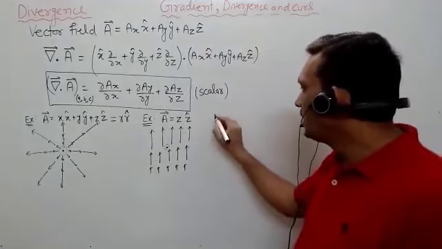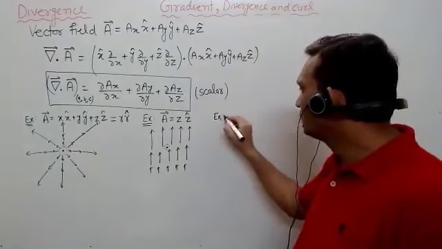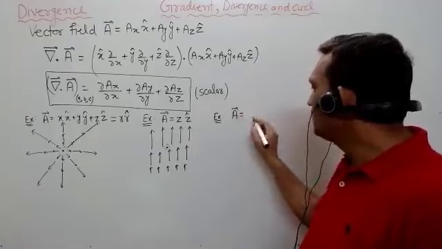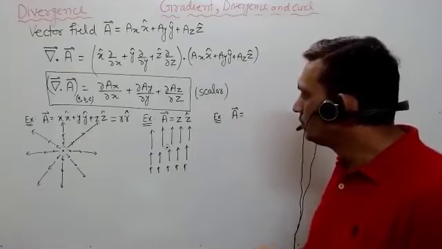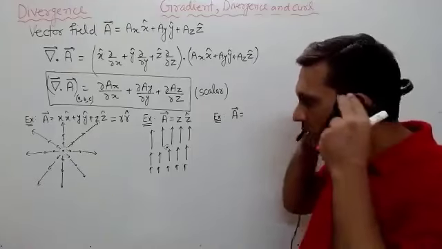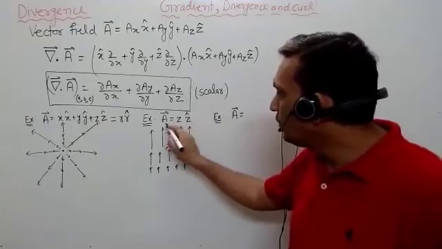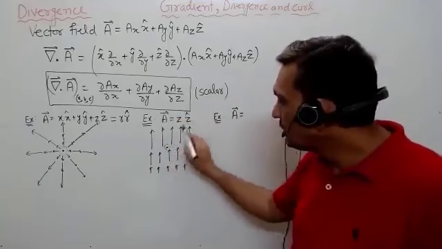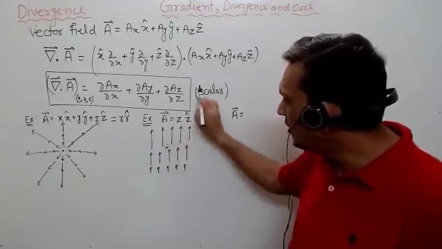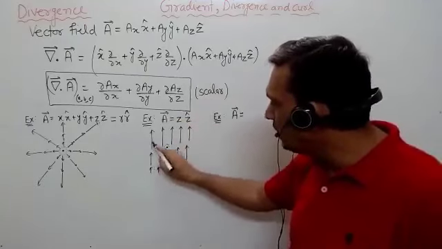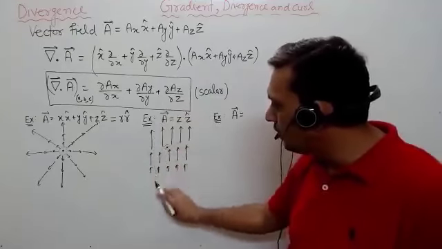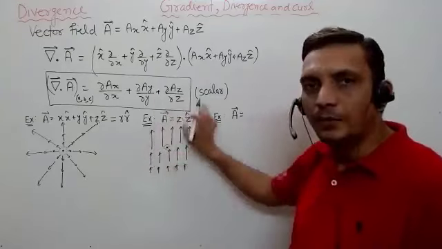Let us take a third example also. Vector field A is, you have to plot vector A, that is z cap. So z cap means the direction is z, but at each point the magnitude is increasing. So let's say z is 1 unit, 2 units, 3 units. So you can represent it in this form.